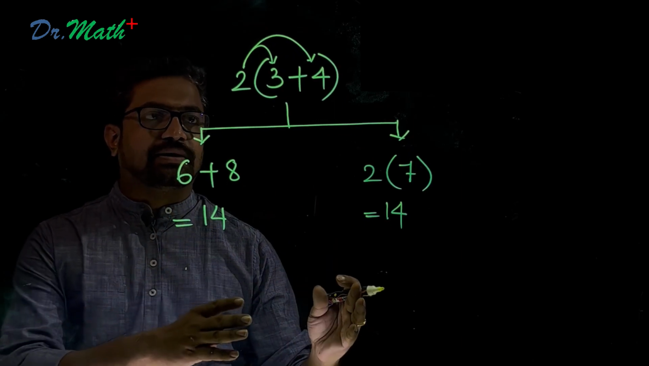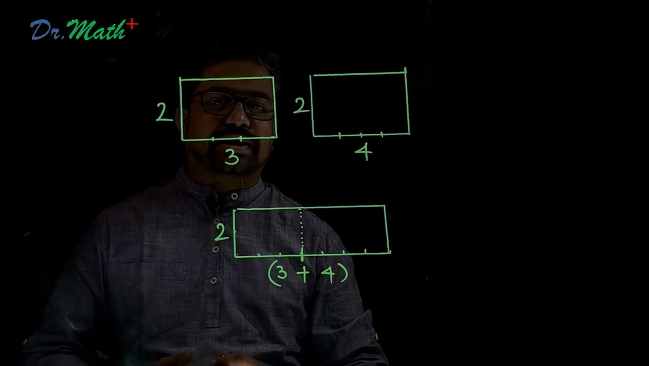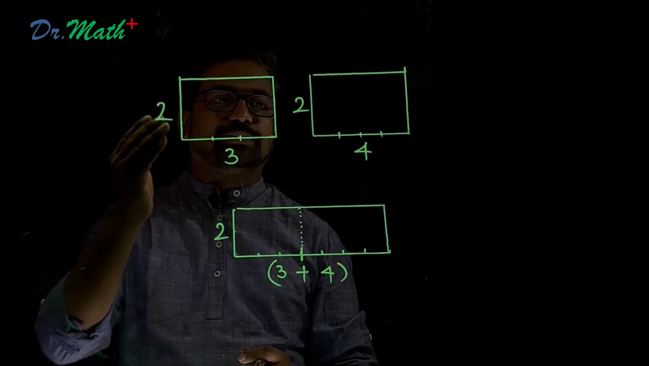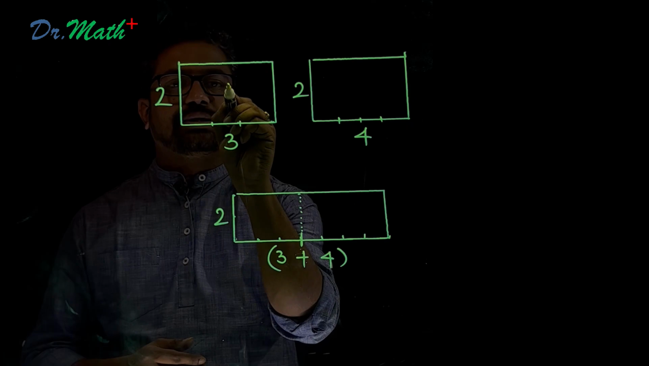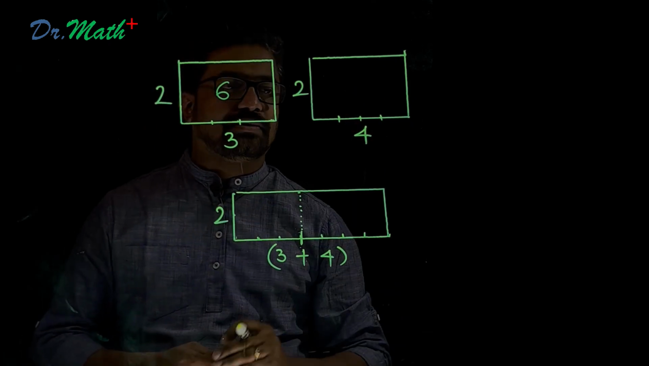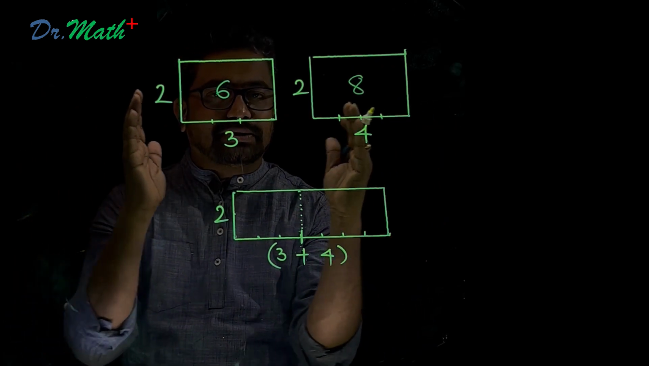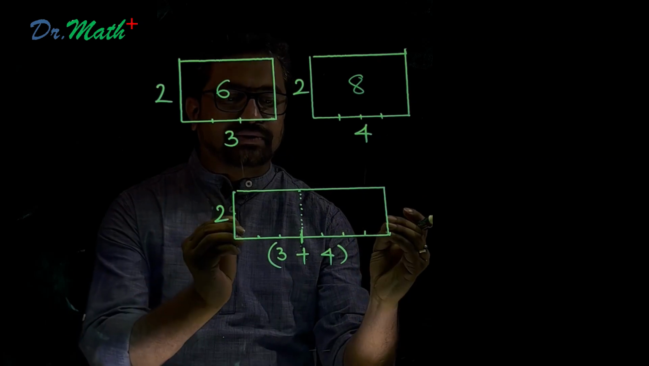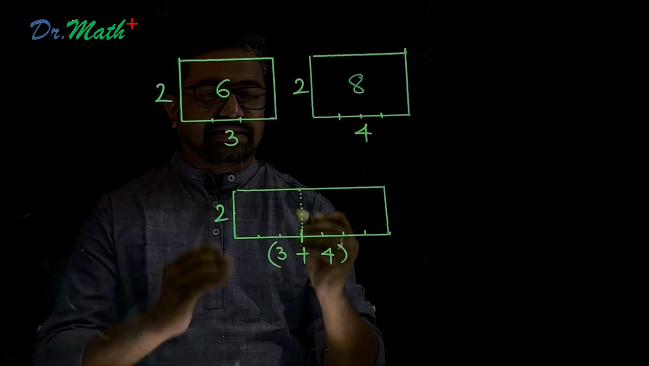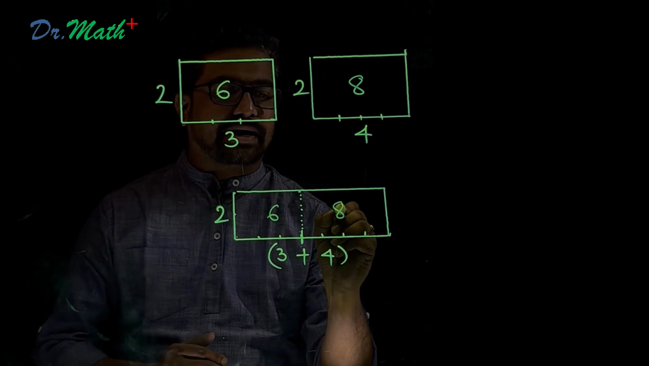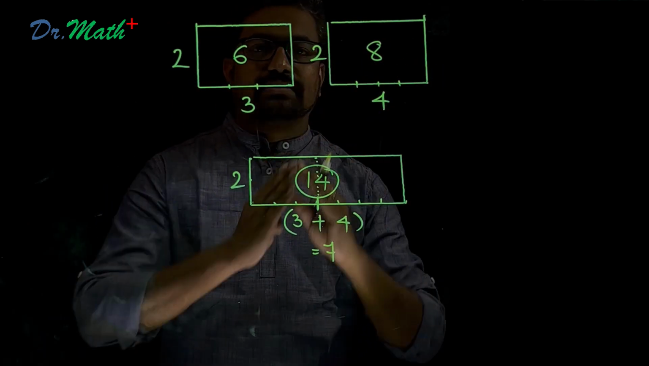So we get the same answer. Let's try to understand how exactly the distributive property works using simple diagrams. Let's say there are two rectangles whose dimensions are 3 by 2 and 4 by 2. What is the area of this rectangle? 3 into 2, that is 6. What is the area of this rectangle? 4 into 2, that is 8. So imagine that I have joined these two rectangles and I have got a total length of 3 plus 4, that is nothing but 7 centimeters. So if I add their areas, which is nothing but 6 and 8, this area of the rectangle is the sum of the areas of these two rectangles, isn't it?